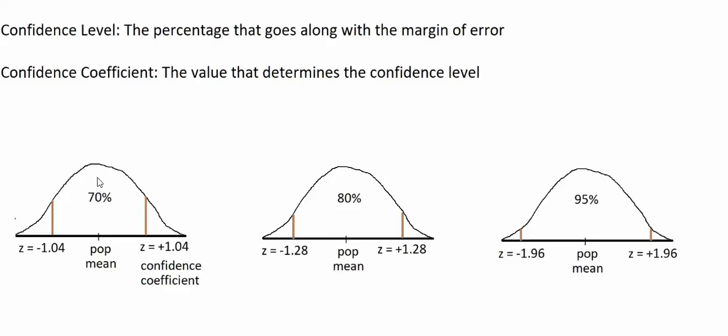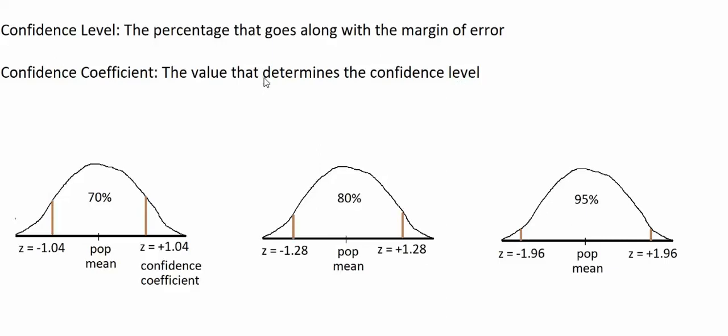So if you're calculating the 70% margin of error, the confidence level is set to 70%. Or if you're calculating the 80% margin of error, the confidence level is set to 80%. So it's just the percentage that goes along with the margin of error. And the confidence coefficient is the value that determines the confidence level.